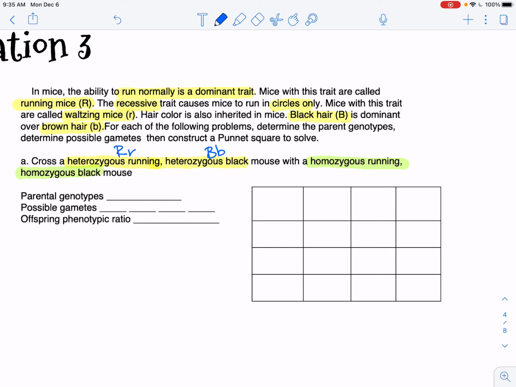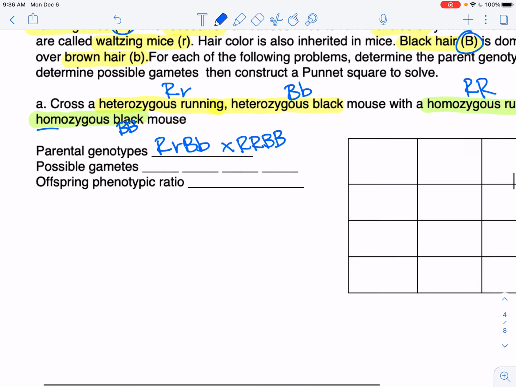The other one, homozygous for running, which we know is a dominant trait, so it's going to be big R, big R. And then homozygous for black, we know that is dominant, that's going to be a big B, big B. So my two parents are going to be big R, big B, little b, with big R, big R, big B, big B. Now it wants me to do the gametes, so I have to FOIL.